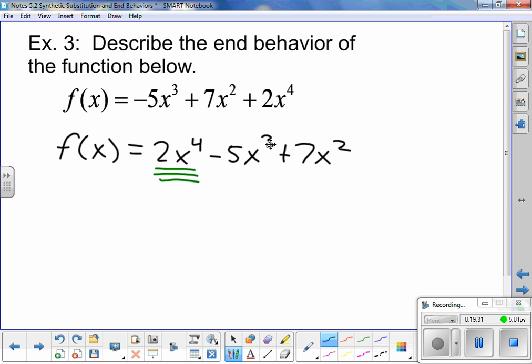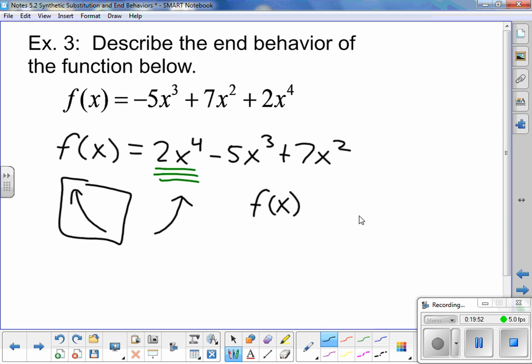If you have an odd power, that means one side goes down, one side goes up. The negative would mean that the left side would go up, right side would go down. So with this one, to describe it, first off, draw a little sketch so we know they're both going up. Describing the left side first, f of x goes to something as x goes to something else. So it's going up to the left.